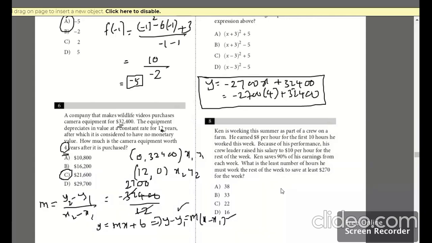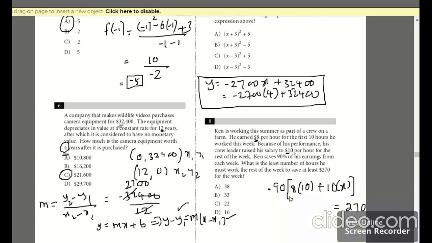Ken is working this summer as part of a crew on a farm. He earned $8 per hour for the first 10 hours. So $8 he is getting if he works for 10 hours a week, and for the rest his salary is raised to $10 per hour, but we are not sure how many hours he is working, so let this be x. And overall he saves 90% of his earnings. So 90%, I'm writing it as 0.90, and at least he's saving around 270. That is how you will relate it.